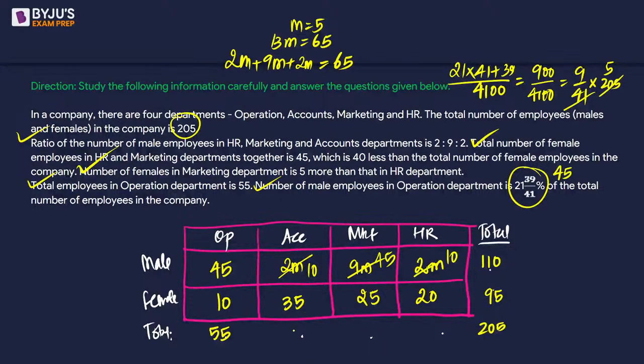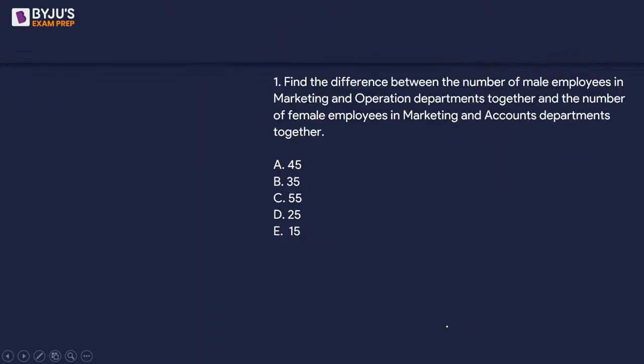Total number of people in accounts department is 45, total number of marketing department is 70, total number of people in HR department is 30, right? Now this makes sense. So there was a typo in 2:9:2. Okay, let's look at the first question. Find the difference between the number of male employees in marketing and operations departments together.